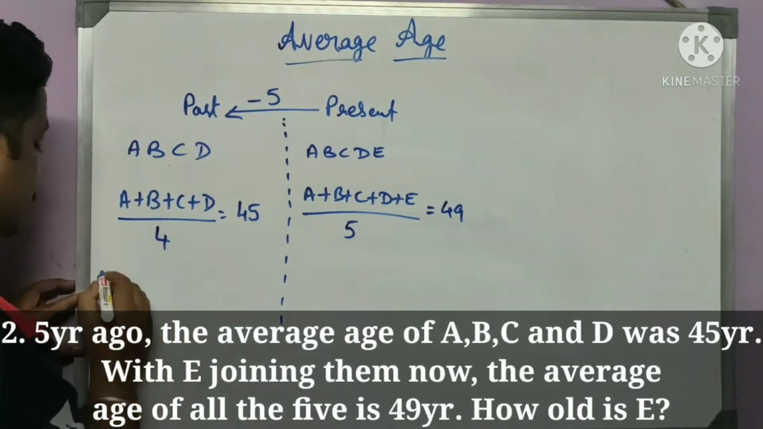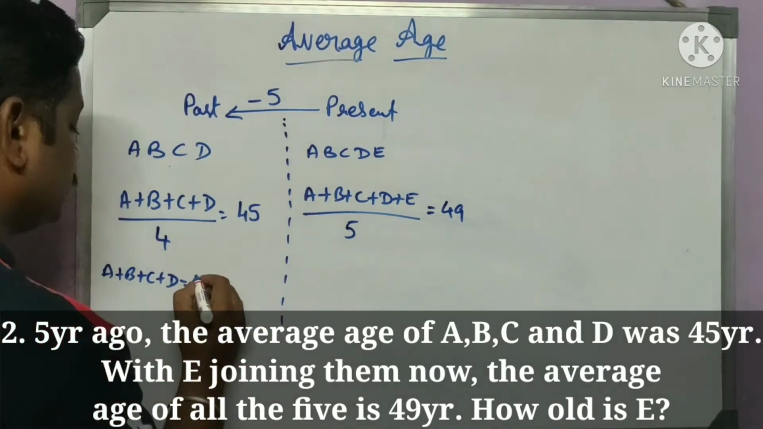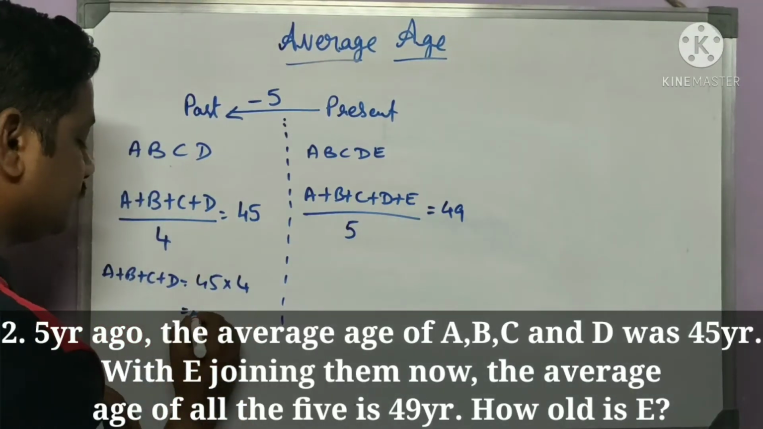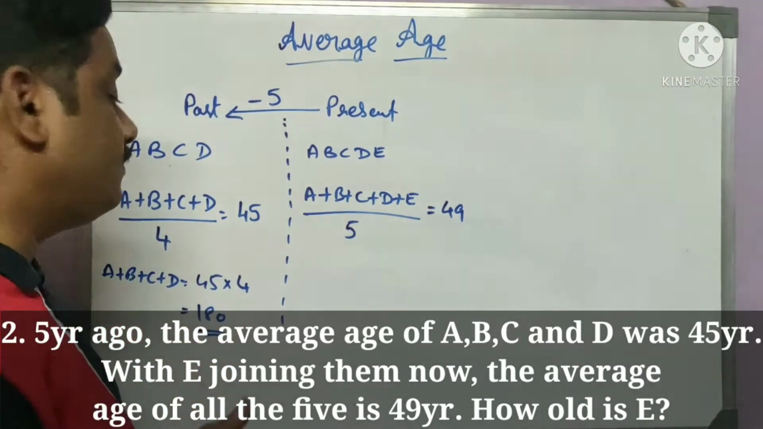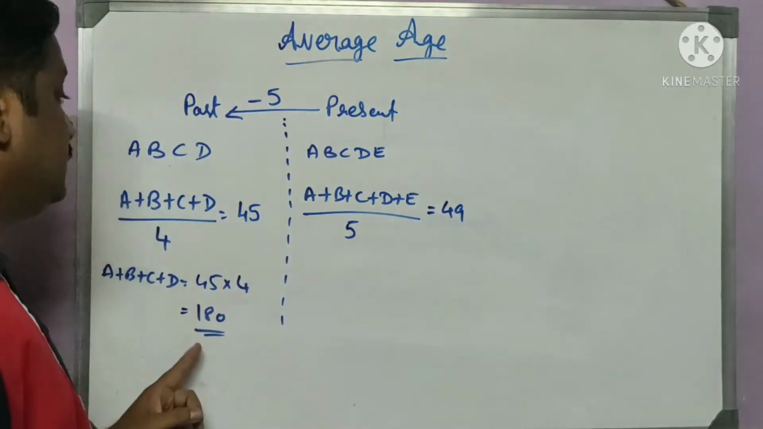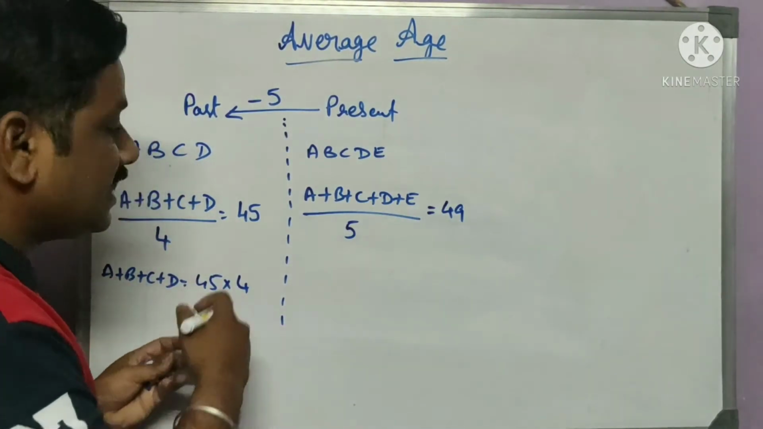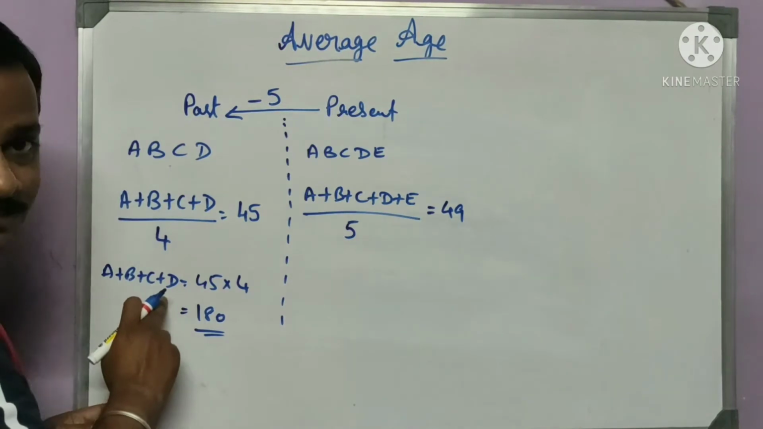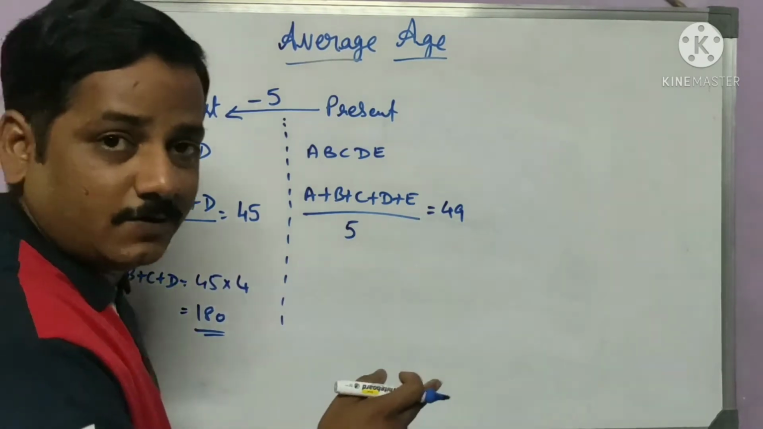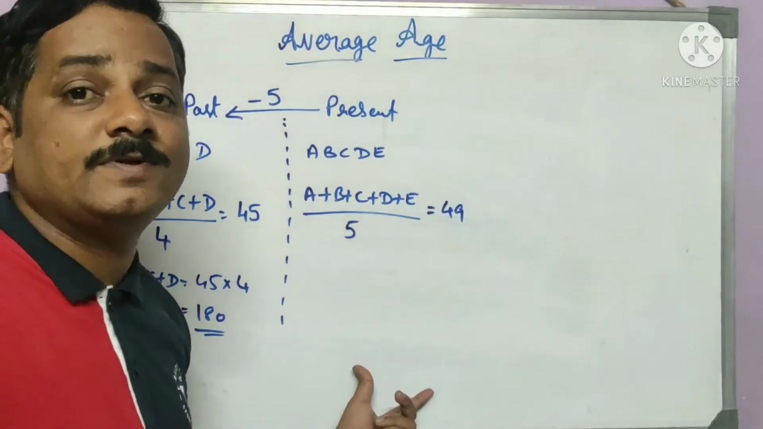Okay. So A plus B plus C plus D is given here, so I can write A plus B plus C plus D is equal to 45 into 4. 4 5s are 20, 4 4s are 16, it is 180. You cannot replace this portion as 180 now, because this is in the past, 5 years ago. Now what you need to do is add plus 5 for each person. For A plus 5, for B plus 5, C plus 5 and D plus 5. So add those 5 years for each person so that we can come into the present situation.